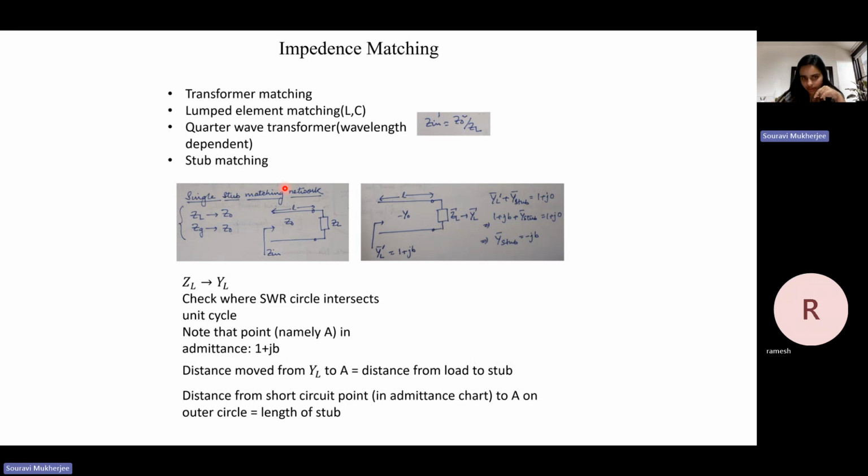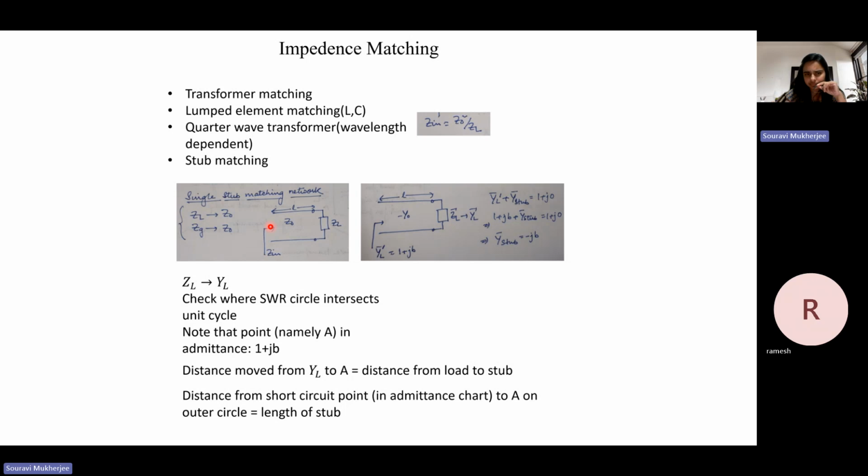So there can be different ways of doing it, but the most standard way, the one we're discussing now, is the single stub matching network. Basically, here you want to add a stub at a certain location from the load. Suppose you have a load and you want to tweak it by adding something in parallel to it so that the load gets matched.